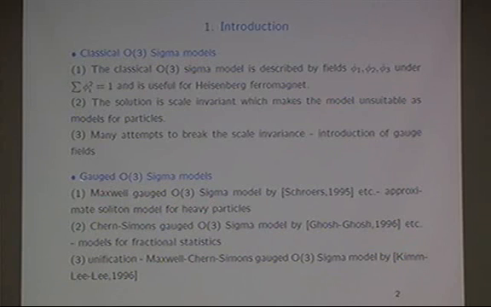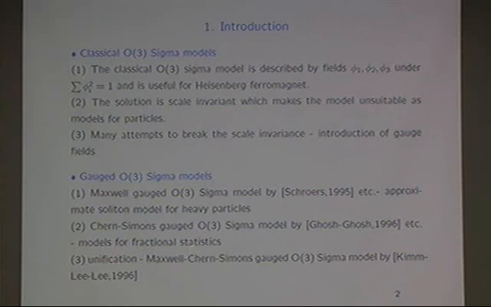The first well-known model is the Maxwell-gauged O3 sigma model given by Schroers in 1995, and there are several other models which are used as approximate soliton models for heavy particles, elementary particles. Another one is the Chern-Simons gauged O3 sigma model given by Ghosh and other people. These kinds of models are useful for describing particles which have fractional statistics.